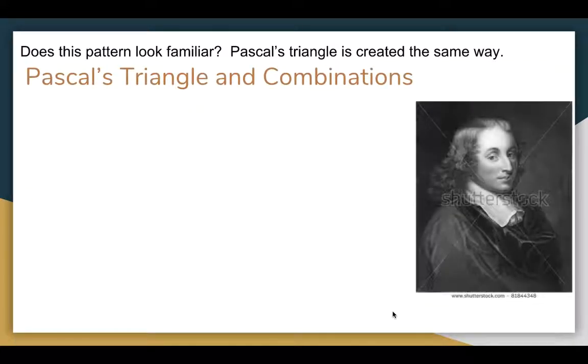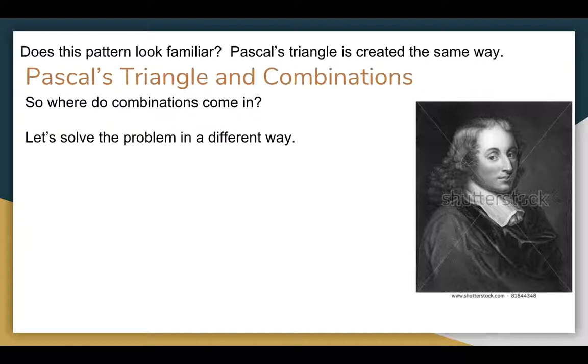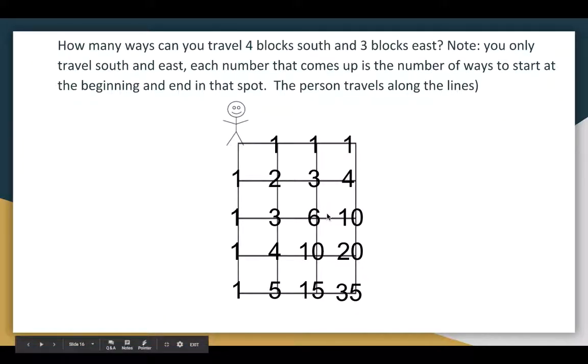Now Pascal's triangle is created in the same way. So here's Pascal, and where do combinations come in? Well, let's think about the problem in a different way. Instead of saying the number of ways to get to each intersection, you can say, how many roads am I traveling? If you call each block a road, we can go 1, 2, 3, 4, 5, 6, 7.